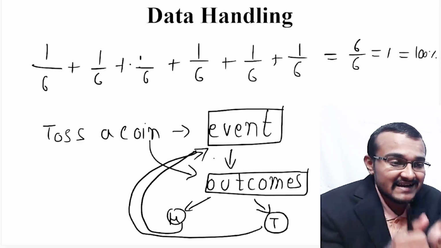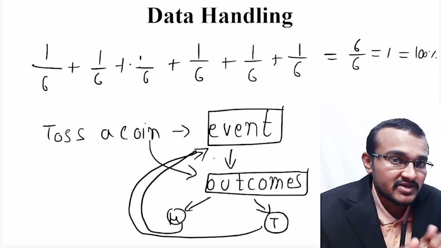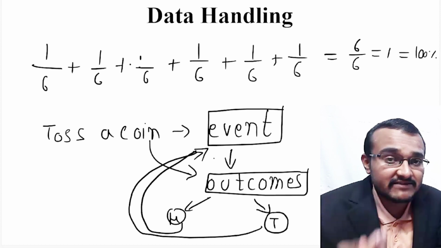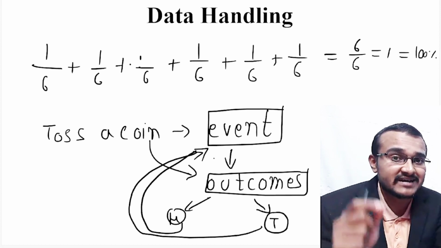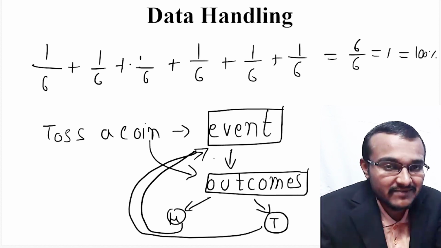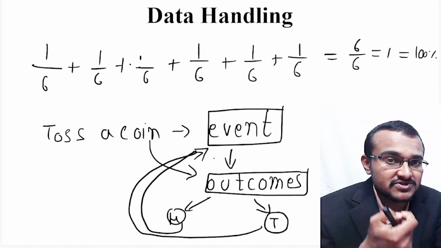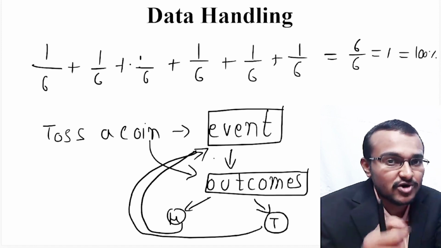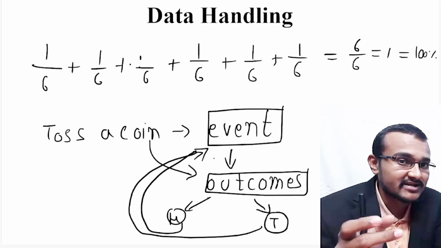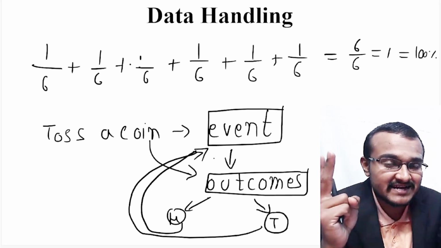Similarly, getting head or tail is an outcome. When you combine those outcomes, tossing a coin is an event. So all the outcomes are included in a particular event. This is what probability is. If you are taking a chance of tossing a coin, then there is a particular event, and in that event you have two outcomes, that is head and tail.